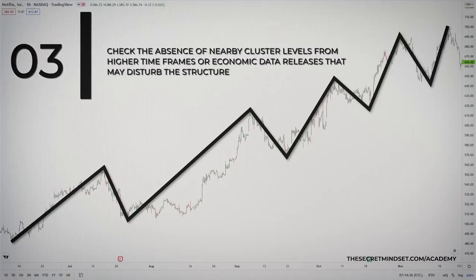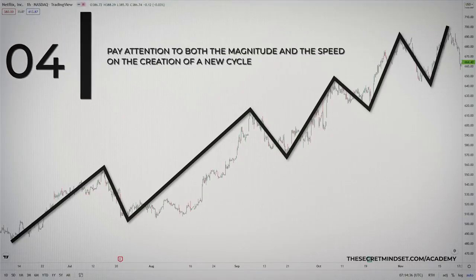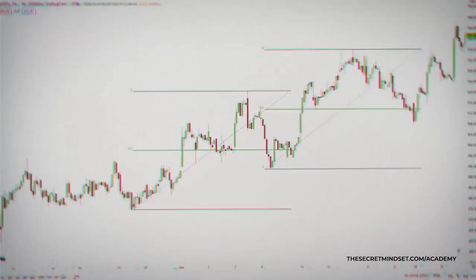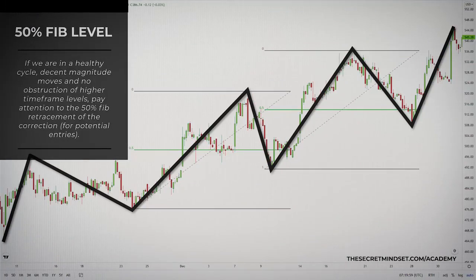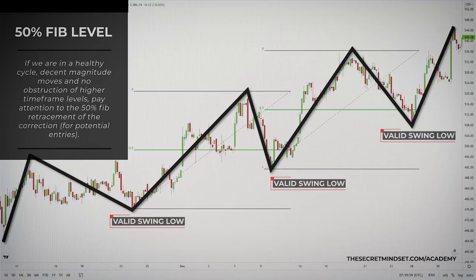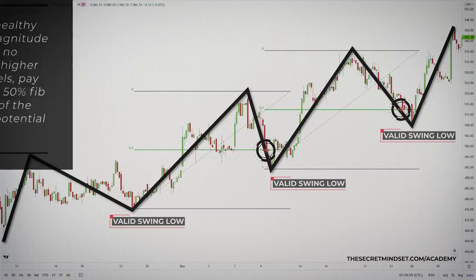It's important that you then check the absence of nearby cluster levels from higher timeframes or economic data releases that may disturb the structure. And pay attention to both the magnitude and the speed of the creation of a new cycle. If we are in a healthy cycle with lower lows, for example, decent magnitude moves, and no obstruction of higher timeframe levels, pay attention to the 50% Fibonacci retracement of the correction. The 50% retracement is a great location to start looking for trades based on your ideal entry technique.